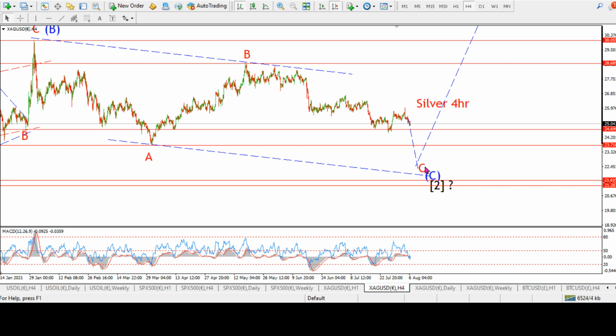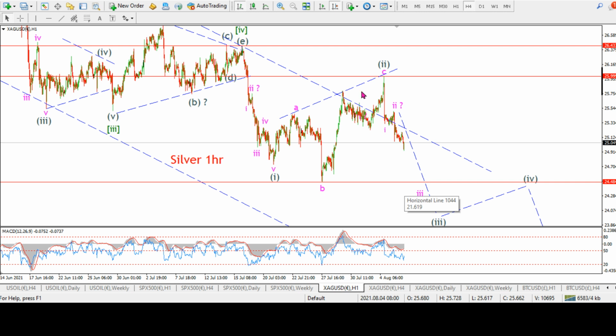If that's the case, we should see a break of 2370 again. If we do break 2370, I think we will probably fall into around $20 again, maybe even break 20 to complete. So 2370 at that wave A low is a pretty significant level. If we break it, we'll probably follow through in a nice impulsive fashion. Okay, so let's get into the hourly chart here, and I'll show you what I'm talking about.